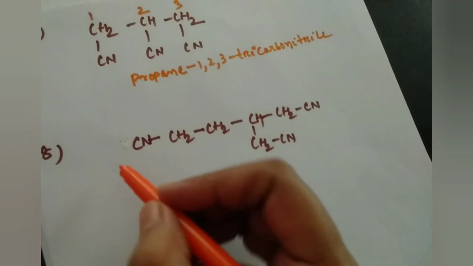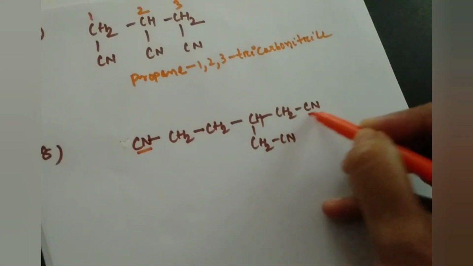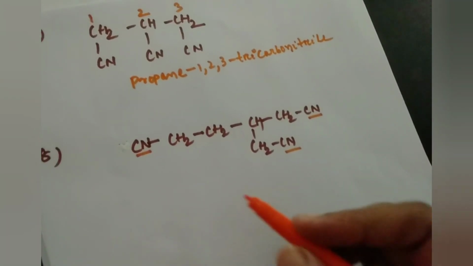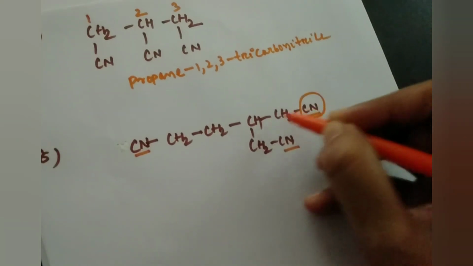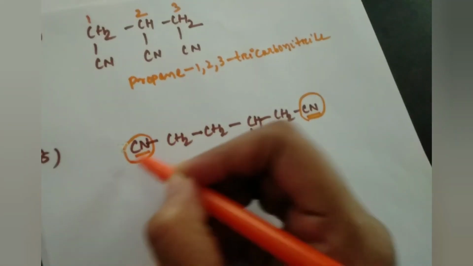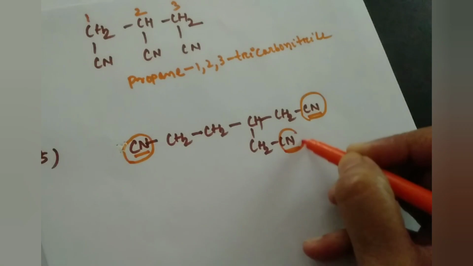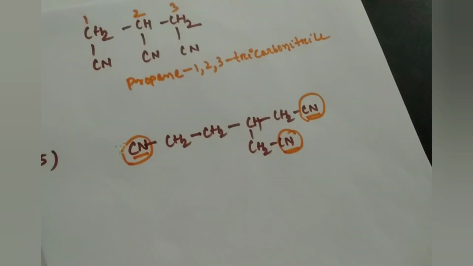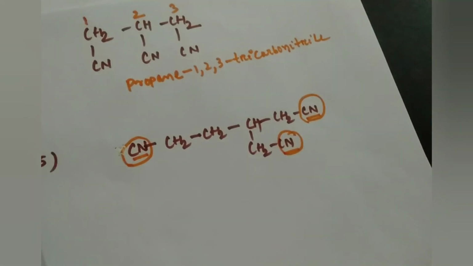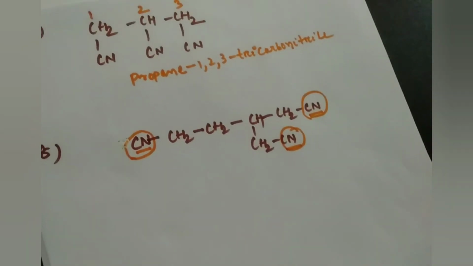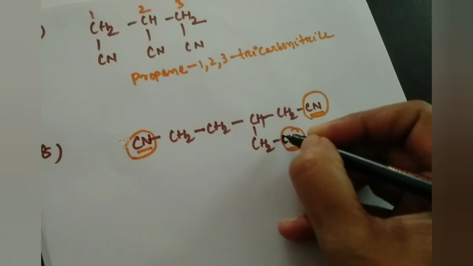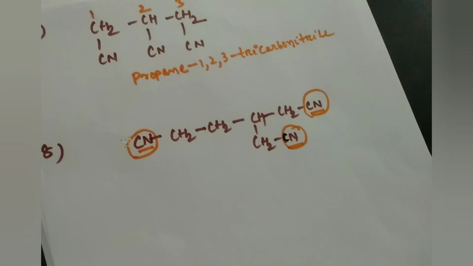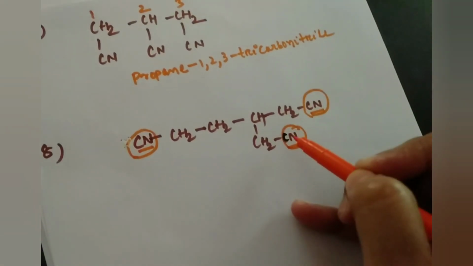Similarly, see here also 3 functional groups are present. This is also cyano, this is also cyano, this is also cyano. But you just see here, this cyano group is directly attached to the parent chain. This cyano group is also directly attached to the parent chain, but this cyano group is not directly attached to the parent chain. So that is indirectly attached to the parent chain.